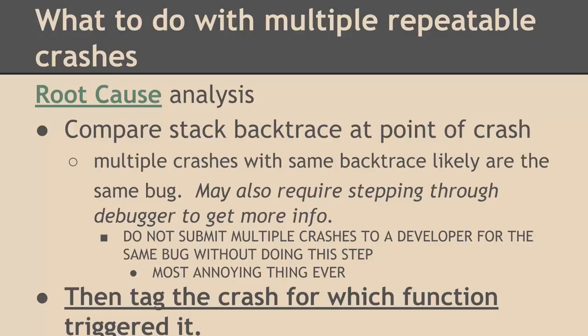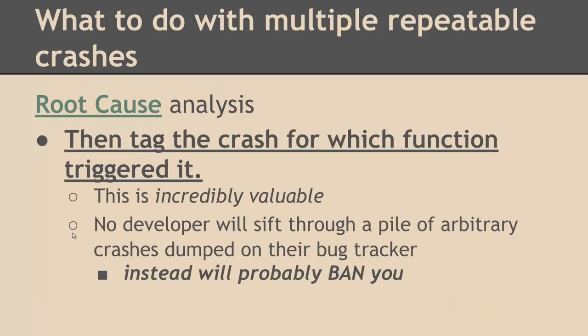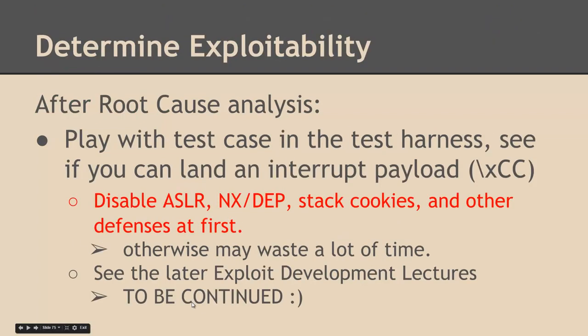Because if you find multiple crashes that all crash from the same function, you only need to report one. You don't need to report a ticket for every single one. That is how you get banned from a bug tracker. You can submit multiple crash files for the same ticket. That is the way to do it. I can't emphasize enough, it is incredibly valuable to do this analysis.